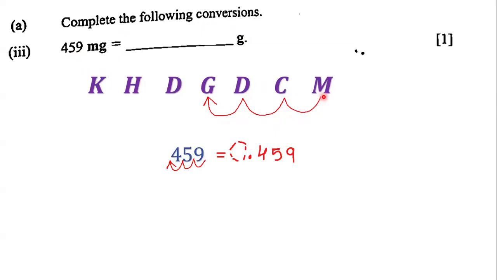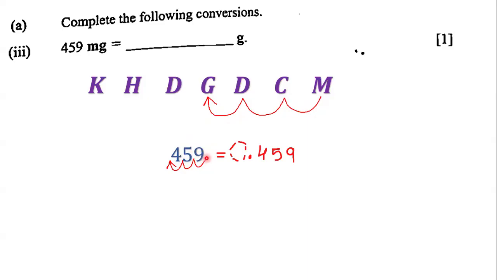We move over 3 times to the left or to the right? Left. To the left, right? I mean, I'm talking about my left, if you're facing the screen, right? So over 3 times to the left. And since we move over 3 times to the left, we're gonna take 459 and we're gonna move the decimal over 3 times to the left as well.